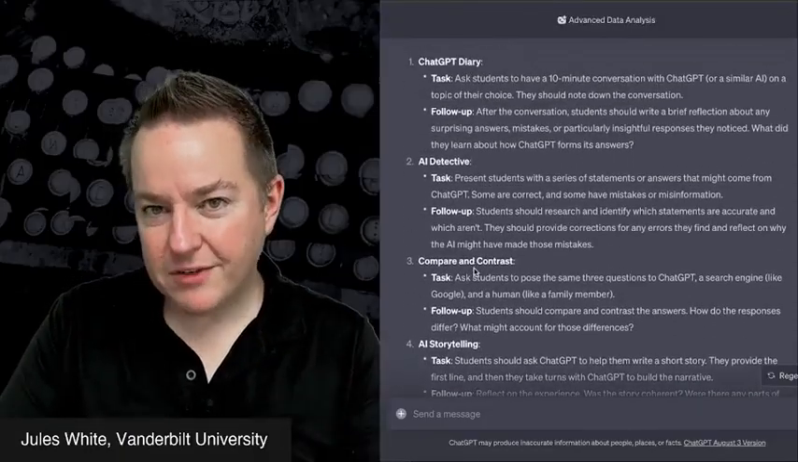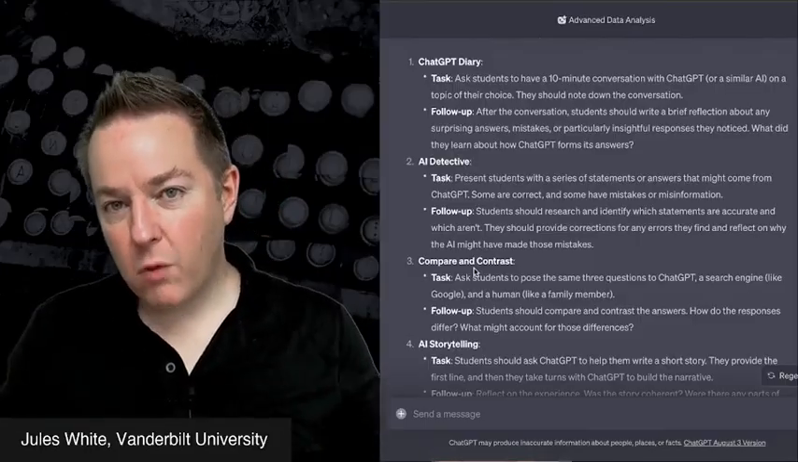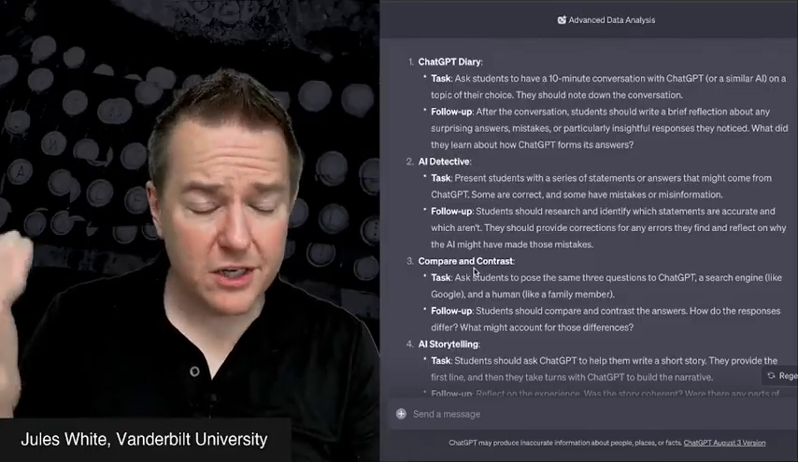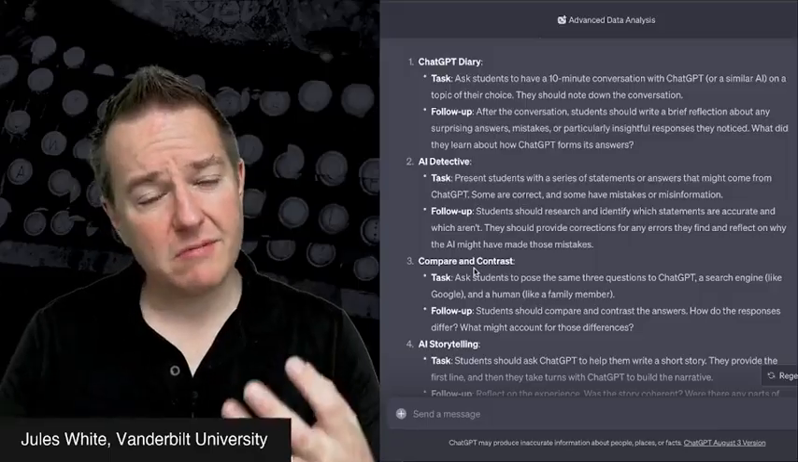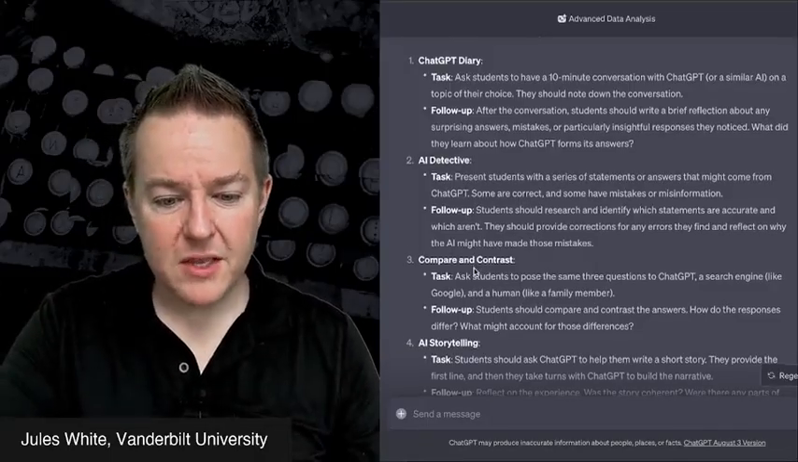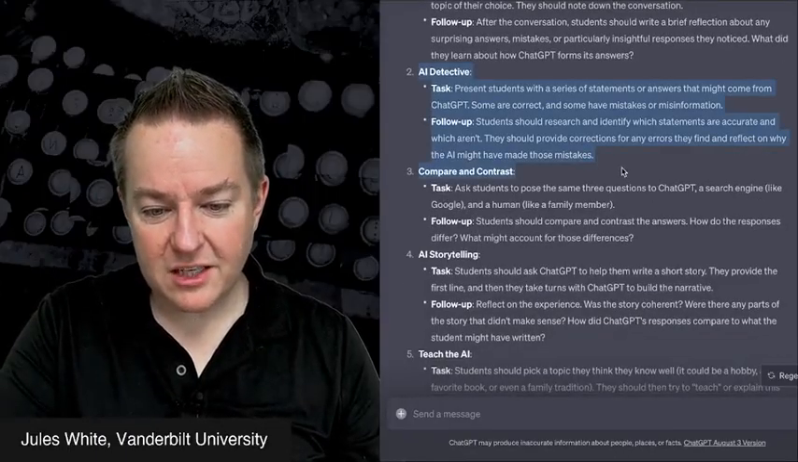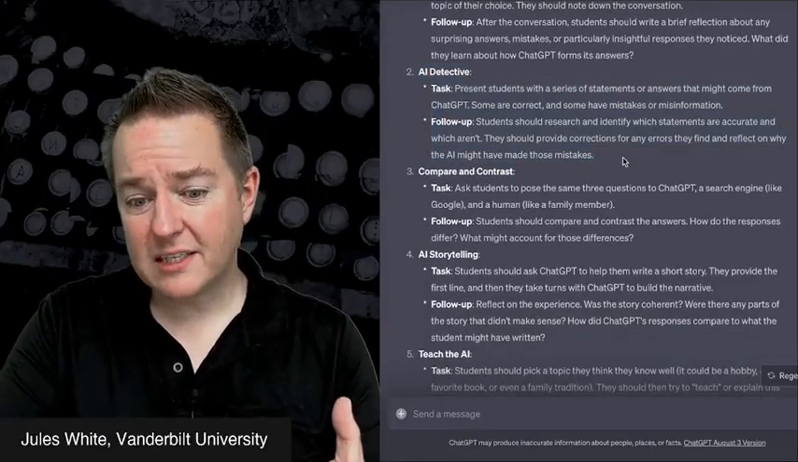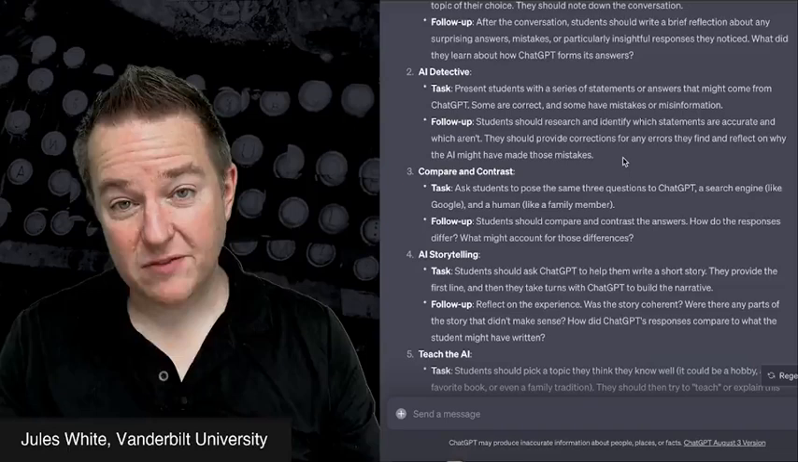Now you don't have to just generate assignments and walk away. In fact, you shouldn't. What you should be doing is reading these assignments and thinking about them and thinking about how they can be improved and what's missing or ambiguous. And I look at the AI detective, and I like this one a lot because it really emphasizes this aspect that we can't just take everything on face value.